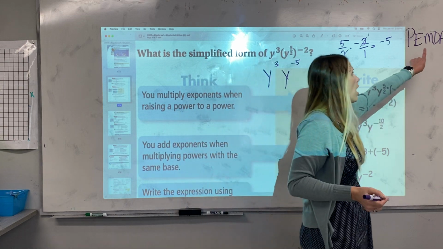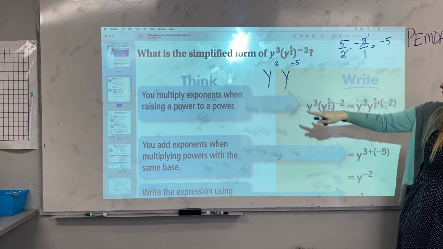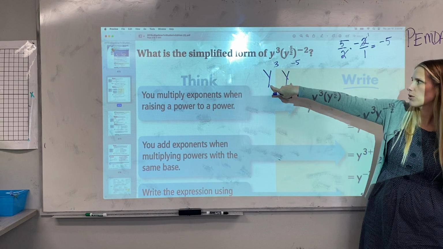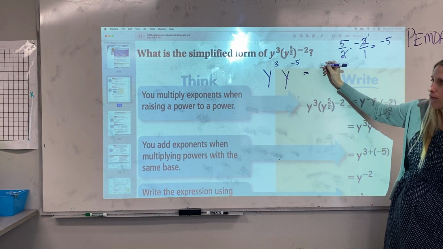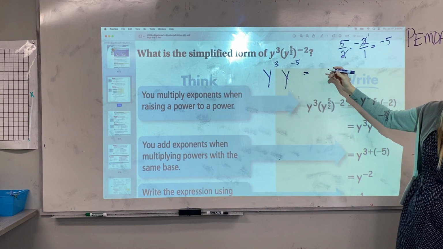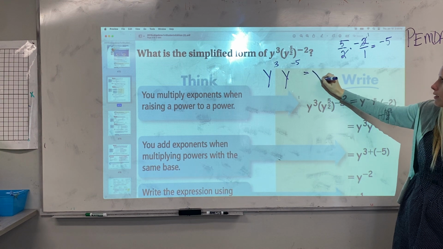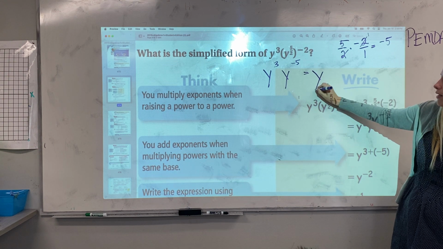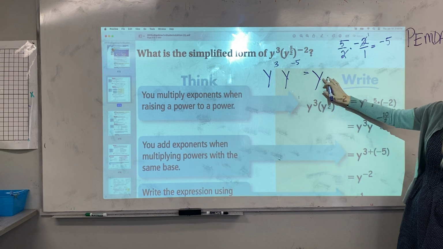Now, we're on to the multiplication step. If we're multiplying these same bases, Faith, what do we get? -15. That was probably wrong, but I had a question. It's okay, it is wrong, but it's okay.